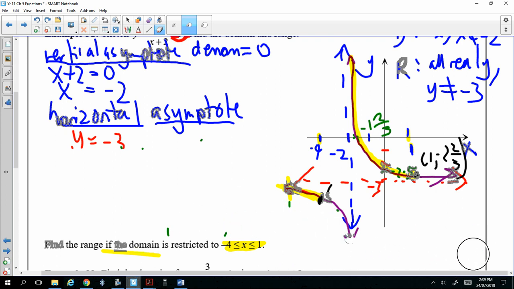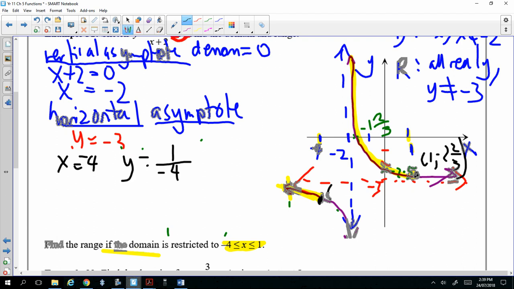Alright, so we have to work out this point at negative 4. When x is negative 4, y equals 1 over negative 4 plus 2, plus minus 3. What do you get? You get negative 3.5. So you get negative 4 comma negative 3.5. Okay, so you get these 2 points.